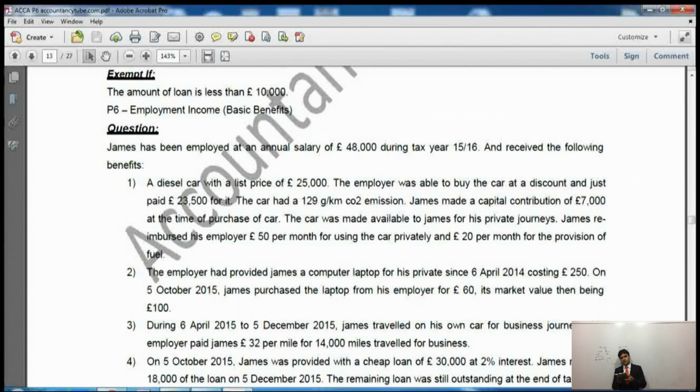Now beneath that it says if the employee has taken a loan from the employer which was less than £10,000, then in that case it will be exempt and you will not have to do anything.